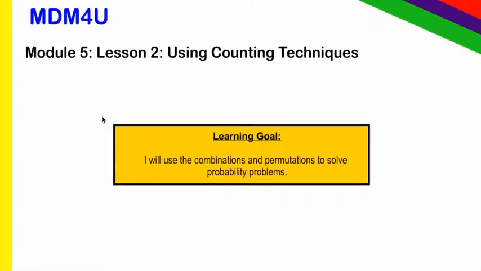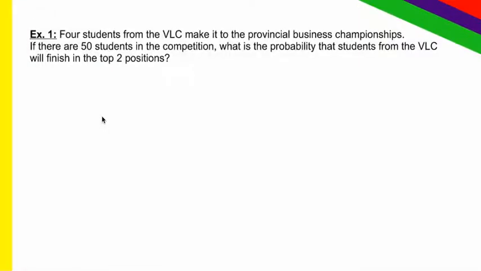In lesson 2 of this module, we're going to talk about using counting techniques to solve probability questions. So we're not introducing any new formulas, we're really just taking combinations and permutations and using those to help us calculate probabilities of events occurring. So we will look at 4 examples here.